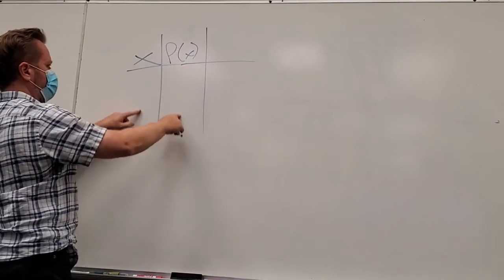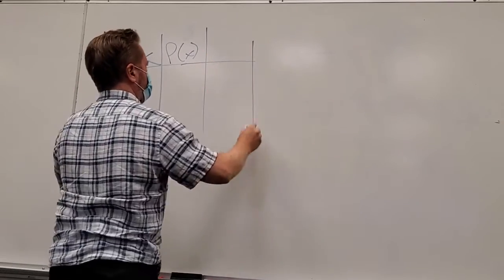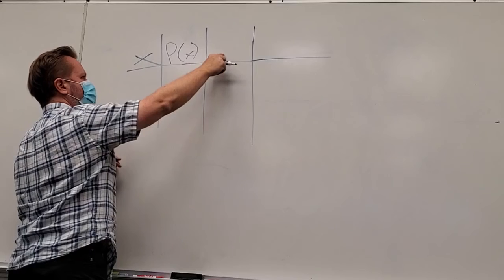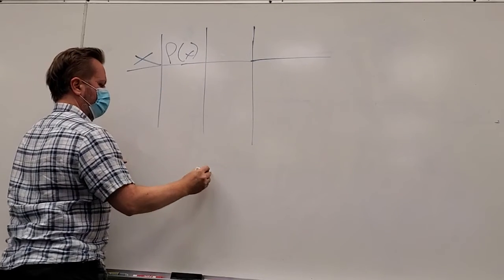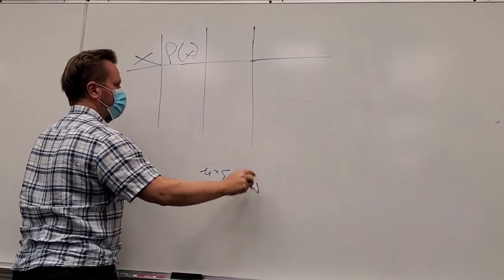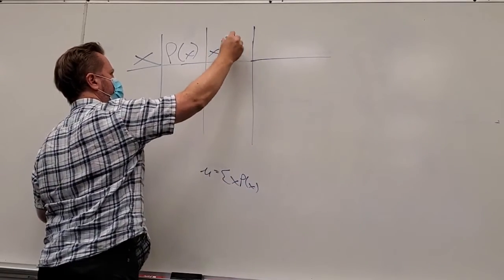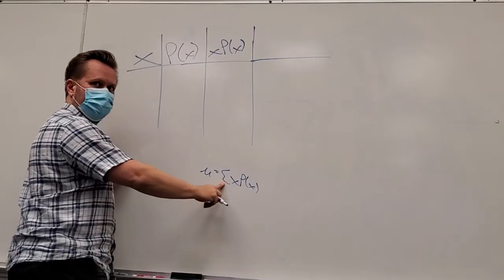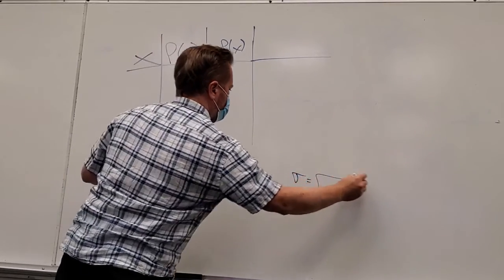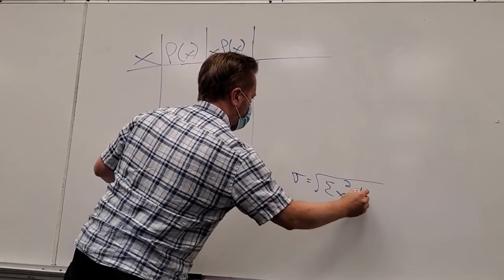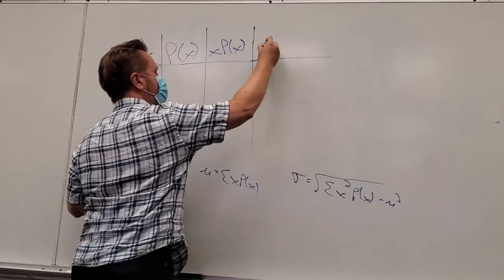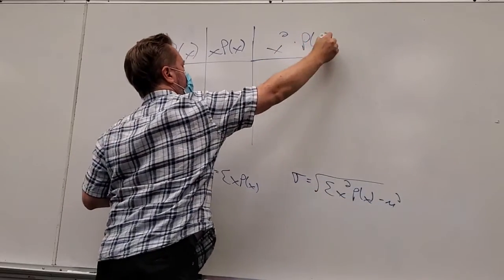I'm always going to give you this, and then I'm going to give you 2 blank columns. This is obviously going to be what? X times P of X. Because the mean is the sum of X times P of X. So I need a bunch of X P of X's so I can add them up. The standard deviation formula requires me to sum up this. So I need this here. That's what this is going to be.